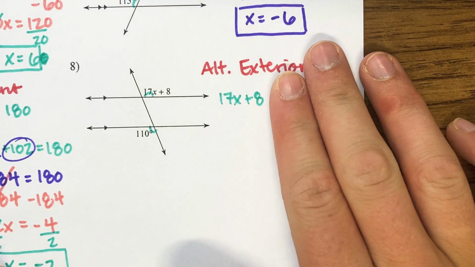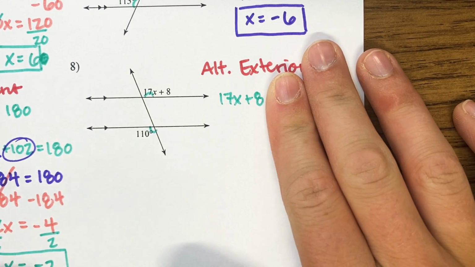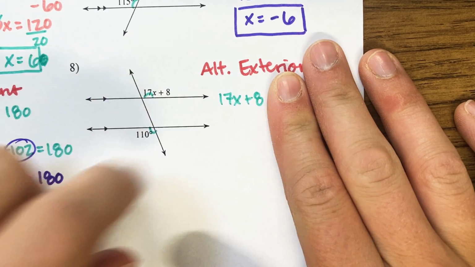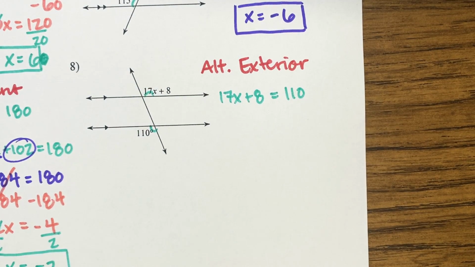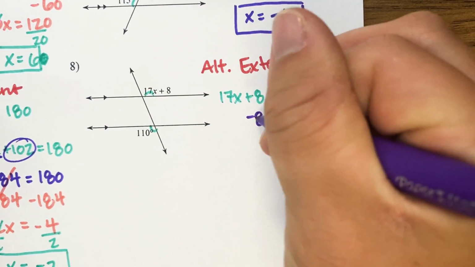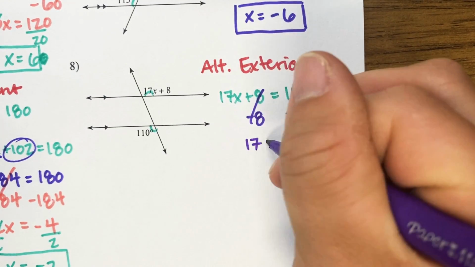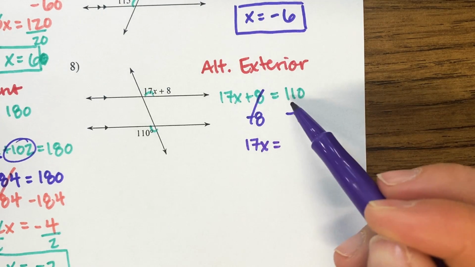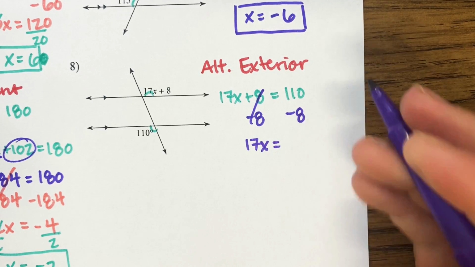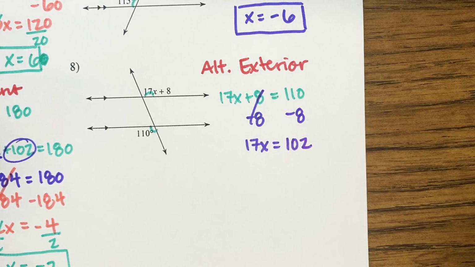Okay, so there's a few things I have to get rid of. So the first thing I need to get rid of is this +8. How do I get rid of +8? We're going to subtract 8 from both sides. So I get 17x is left over. 110 minus 8 is going to give me 102.